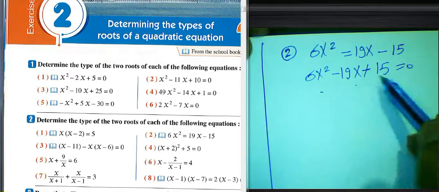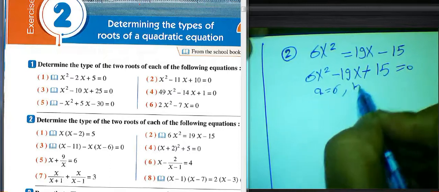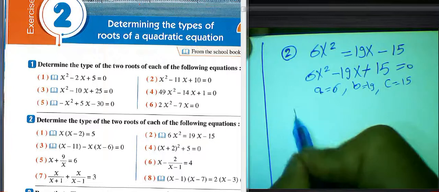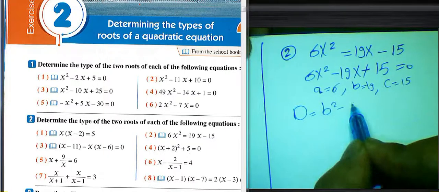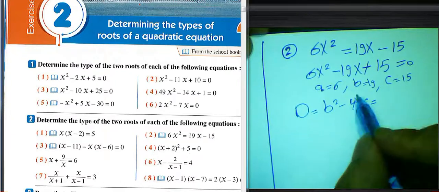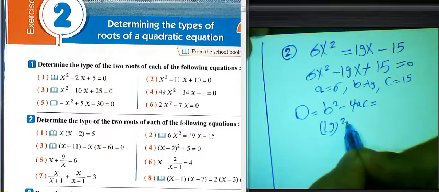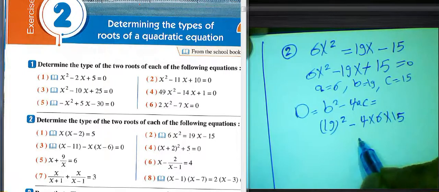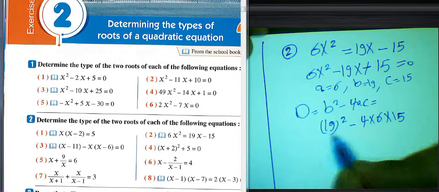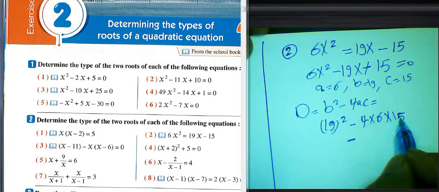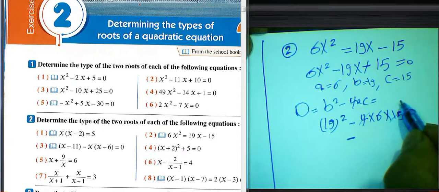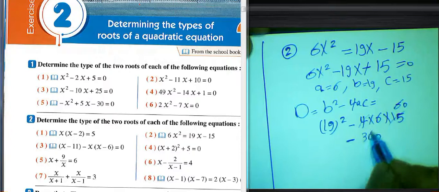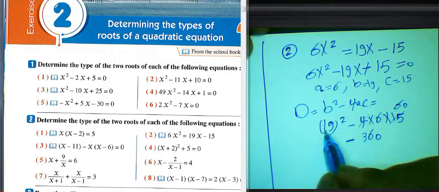a, b, c. a equals 6, b equals 19, and c equals 15. So the discriminant equals b^2 - 4ac, which is 19^2 - 4 times 6 times 15. 19 times 19, subtract 4 times 6 times 15, 4 times 15 equals 60. 60 multiplied by 6, we write 6 times 6 equals 36, and 19 times 19.